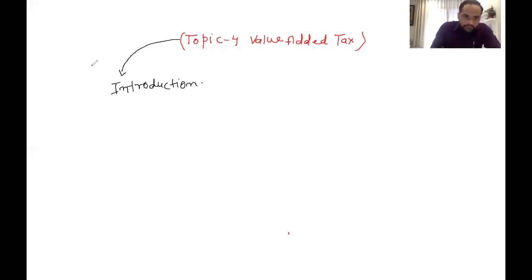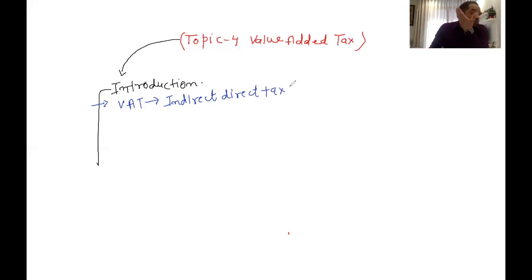So VAT, of course, is an indirect tax, which applies mainly to goods and services for production in Vietnam. So that means goods and services produced in Vietnam. Of course, we are going to pay VAT on it for taking those goods and services.